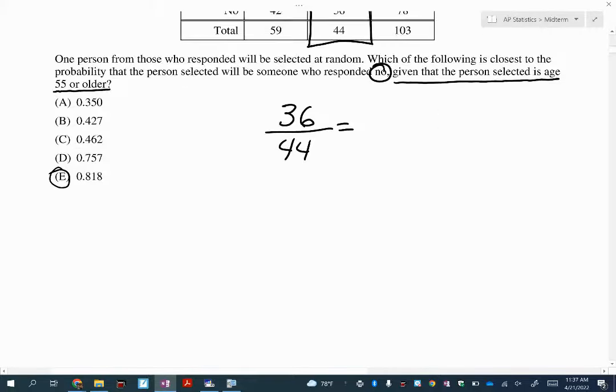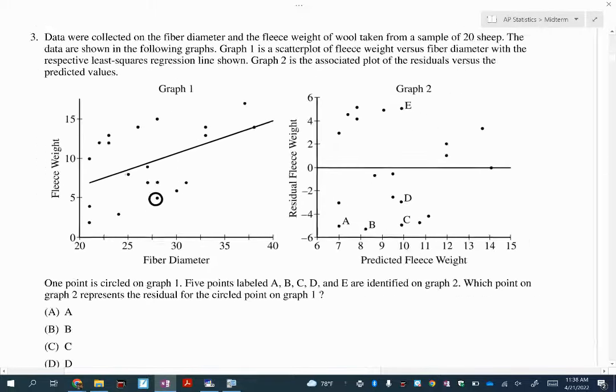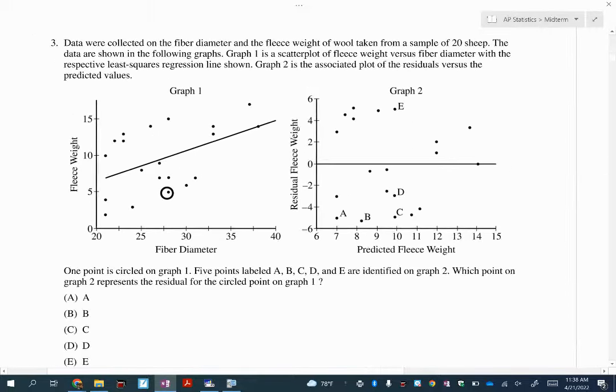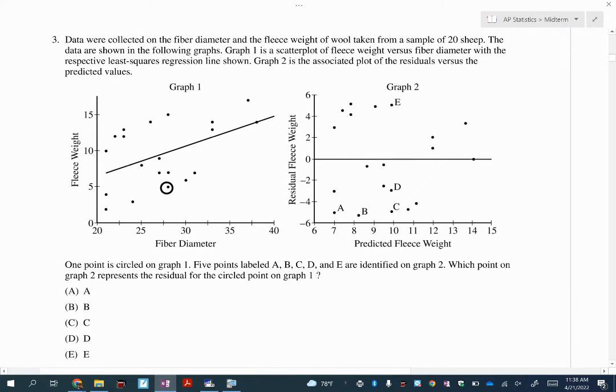Me too. Let's go number 3. Oh my gosh. All right, number 3. Whoa.